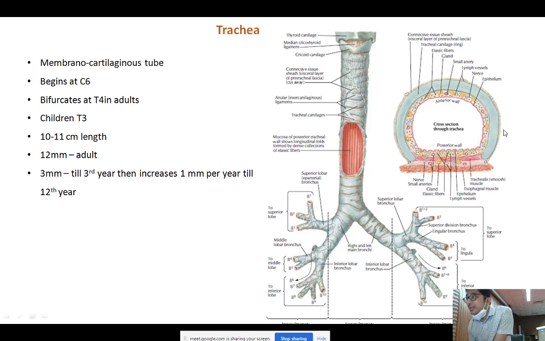And plus it is C-shaped. It's not complete. Now, why is it not complete? The second question. What if it had been complete? It would be easier, it wouldn't collapse, more better, isn't it? Why is it incomplete? Any idea? Why is there a gap posteriorly, and the esophagus lies posteriorly? Why is there a gap for the esophagus? Any logic behind that?